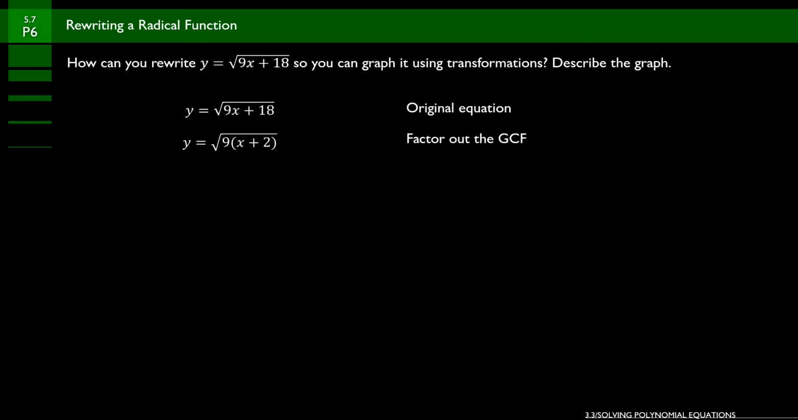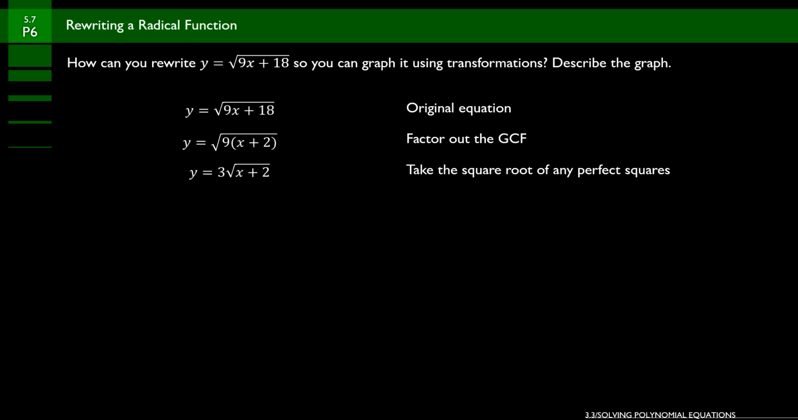Just like any other radical equation, we can pull one thing out and leave the other thing in. So we're going to pull out that factor of 9, and we're going to leave the factor x plus 2 inside. So what is the square root of 9? It's 3. So we're left with y equals 3 times the square root of x plus 2.